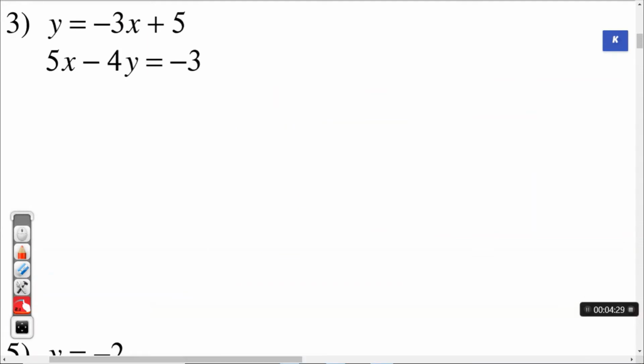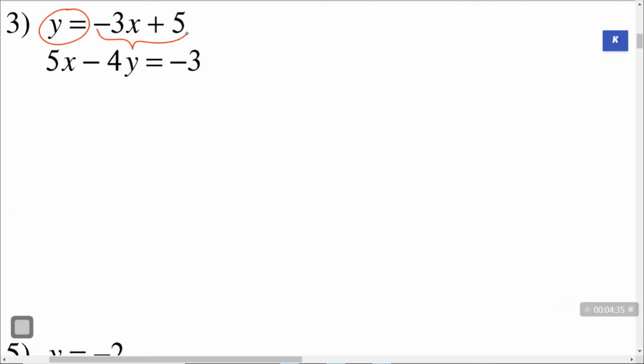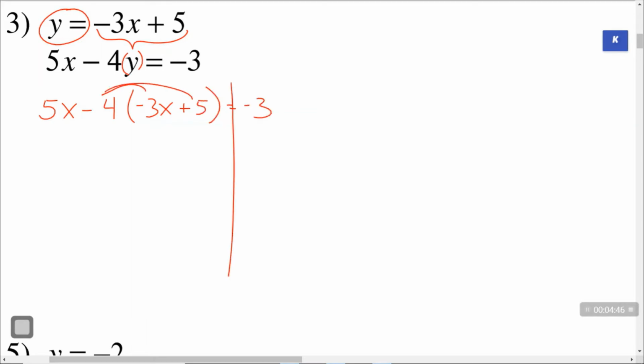Go ahead, pause this video, and try it. Coming back into it, once again, I see y equals, so that means that I'm going to replace y. So it's going to be 5x minus 4 times 3x plus 5 equals negative 3. And I'm going to solve. Start by distributing. Careful, it's plus 12 in this case and minus 20. Don't forget that negative. Combine my like terms.